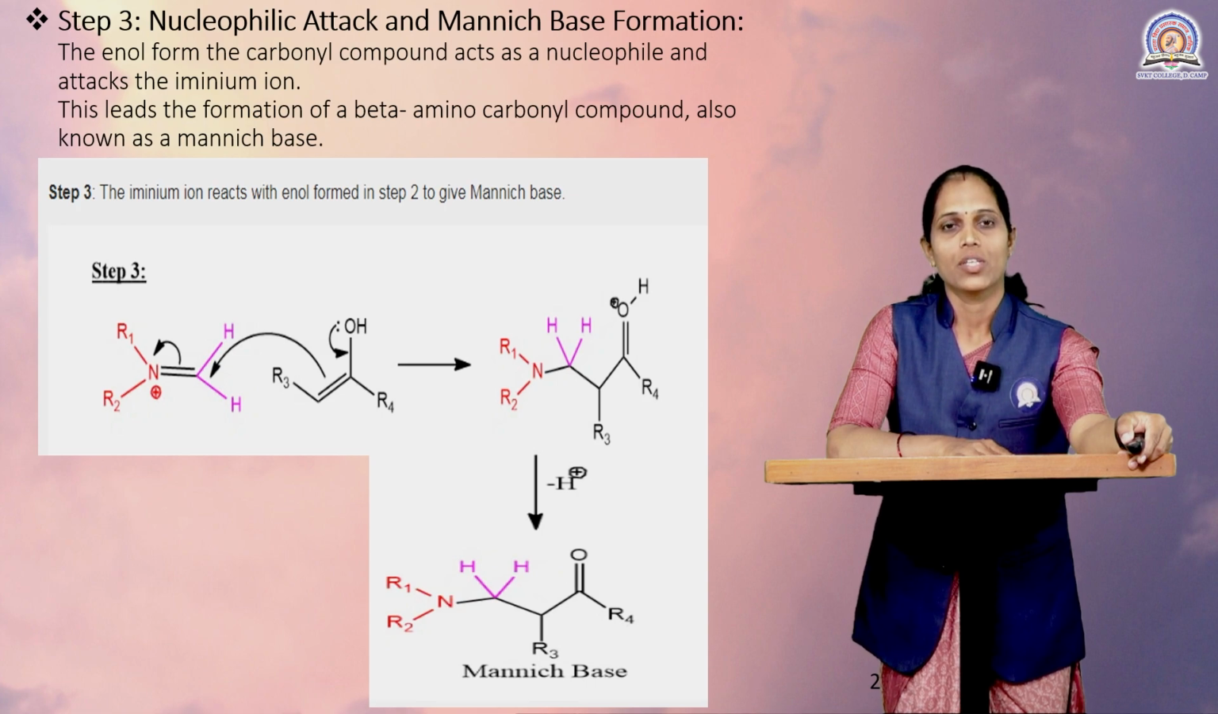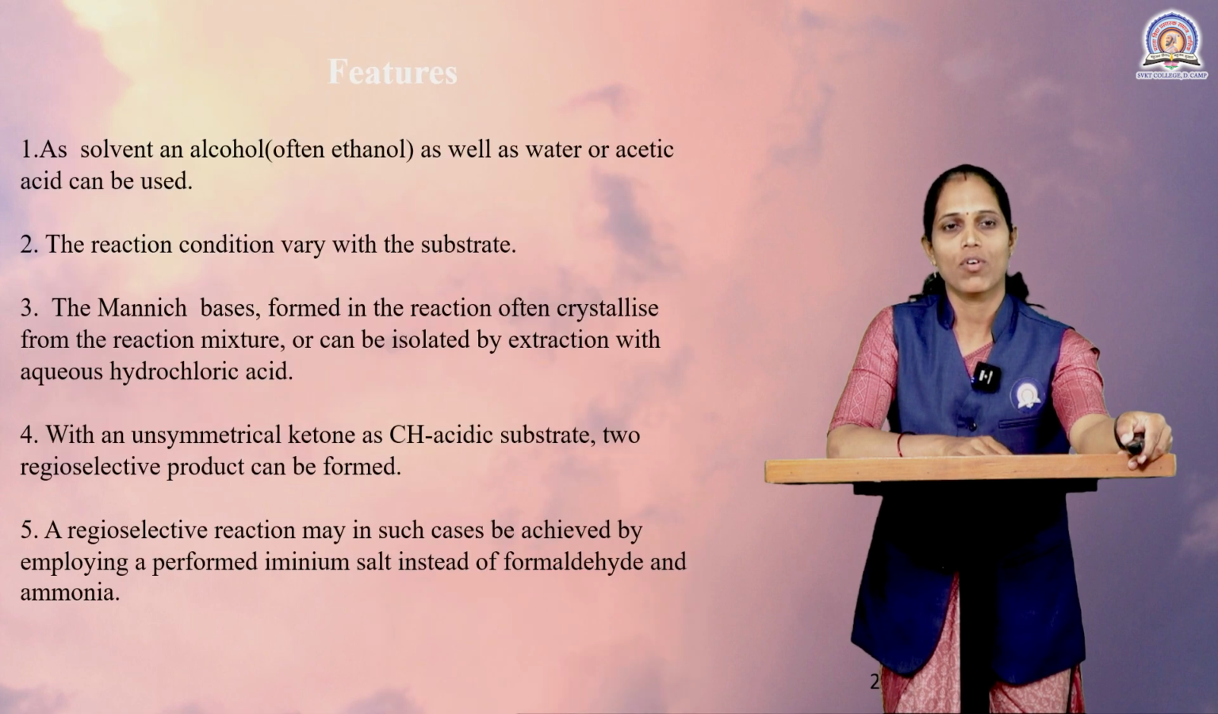Now, in step 3, the nucleophilic attack and Mannich base formation, meaning the product formation takes place in this step. The enol form of the carbonyl compound acts as a nucleophile and attacks the iminium ion, and this leads to the formation of a beta amino carbonyl compound, which is also known as a Mannich base. See, the lone pair of the OH group is in conjugation, and this double bond attacks the iminium ion to stabilize the nitrogen, and after that, deprotonation gives the Mannich base, the final product. This is one of the most important reactions used in organic synthesis.